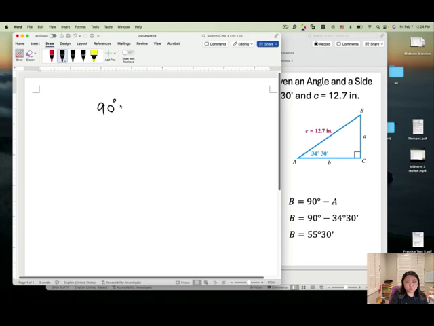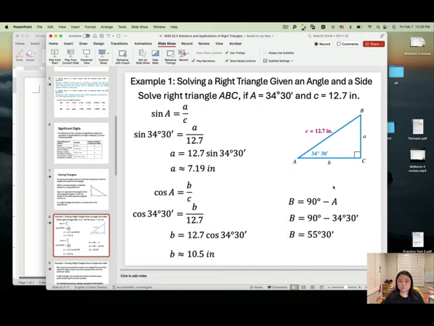Okay, so you have 90 degrees minus 34 degrees, 30 minutes. So we don't have enough. We're gonna borrow 1 degree from here. So we have 89 degrees. 1 degree will be equal to 60 minutes minus 34 degrees and 30 minutes. So you subtract it. That will be the minutes. And then 89 minus 34. So you will have 55 degrees, 30 minutes. Okay?